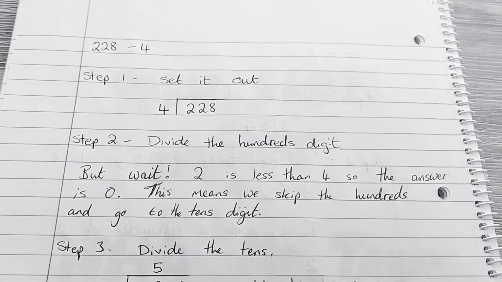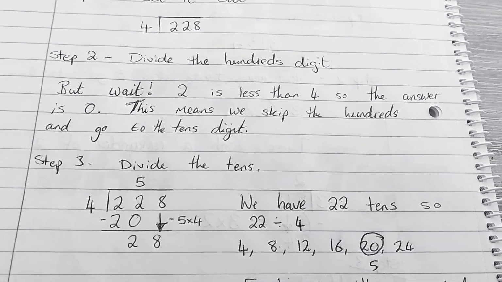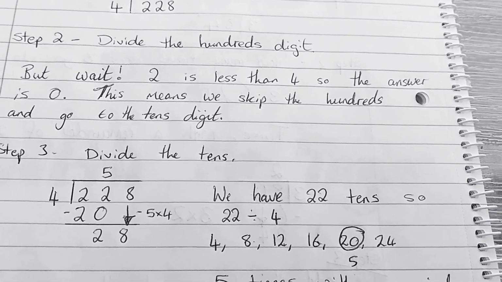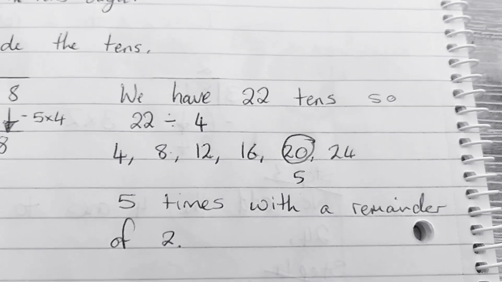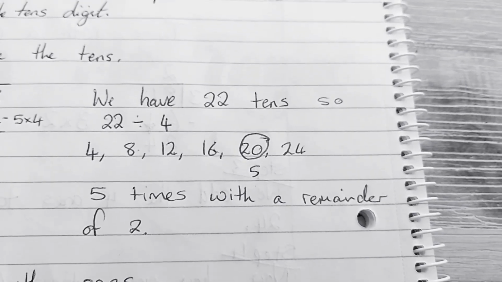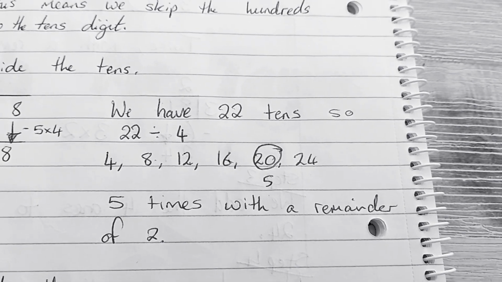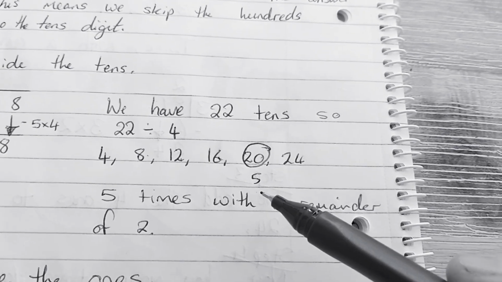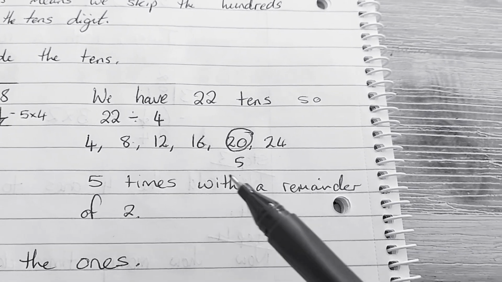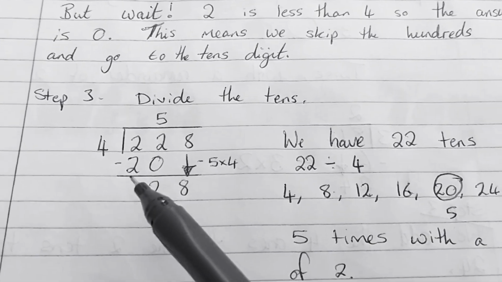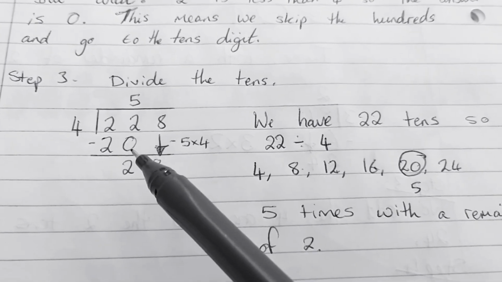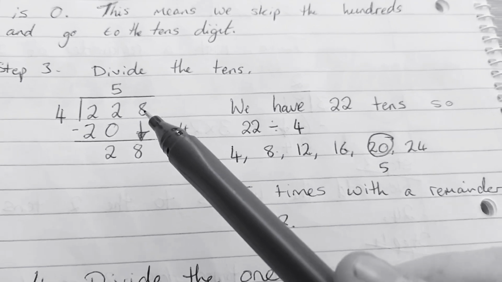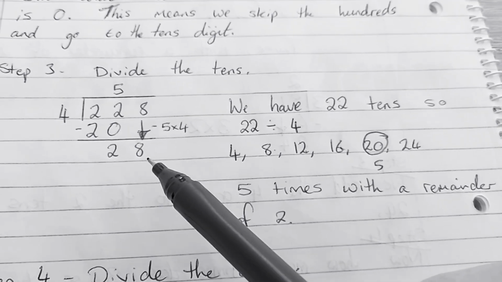So we've got 2 hundreds and 2 tens, which makes 22 tens. So then we need to do the 22 tens divided by 4. So I'm doing the 4 times table here. I've got the 4, 8, 12, 16, 20, 24. Well, 24 is bigger than 22, so we go back to the one before, which is 20. That's the 5th multiple, so it's 5 times, and you've got a remainder of 2. As you can see here, we've got 5 times 4 is 20. 22 minus 20 gives you the 2 left over. Put the 5 at the top, bring the 8 down, so that you now have 28 ones.